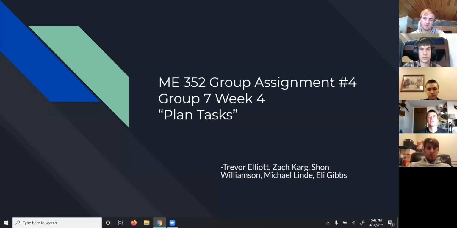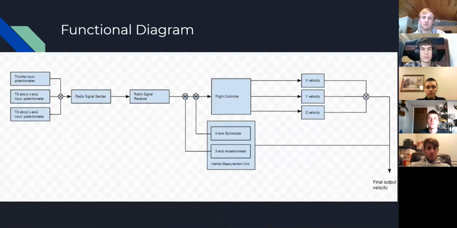This is ME 352 group assignment number 4, group number 7, week 4 planned tasks with Trevor Elliott, Zach Karg, Shon Williamson, Michael Linde, and Eli Gibbs. This is our functional diagram for the drone, which we came up with this week. I'll just run through it quickly.